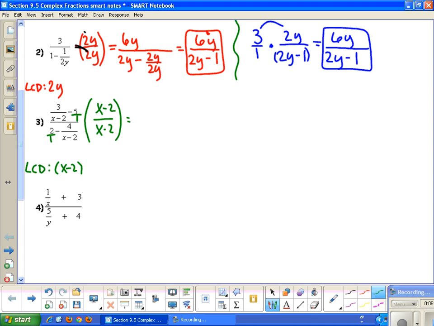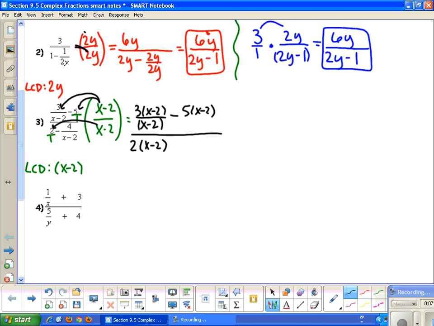When I do that, I end up with, and I'm going to distribute this to each of my terms. So this is where it gets kind of tricky. So I have to do this times this here. So that would be 3 times x minus 2 over x minus 2 minus, and now I'm going to take this times this term here, 5 times x minus 2, and that's over 1. So you can write over 1 if you want to, but you don't have to. All divided by, and I'm going to do the same thing here. So this times this would give me 2 times x minus 2, and then this times this gives me 4 minus 4 times x minus 2 over x minus 2.